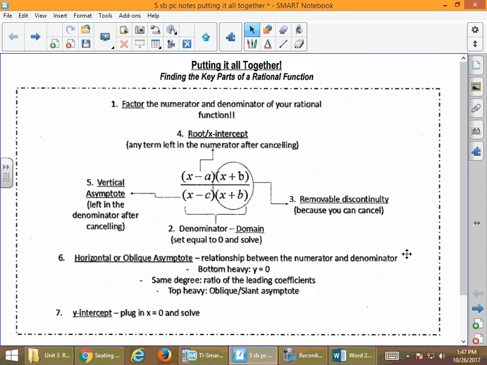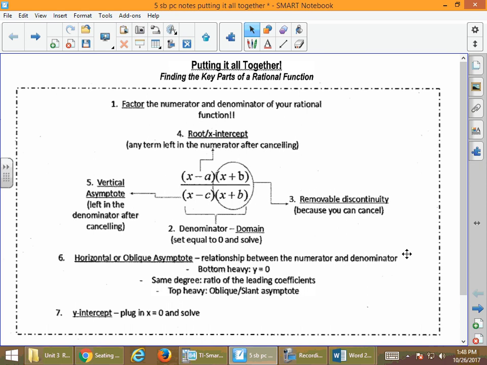So we said set equal to 0 and solve. I do set not equal to 0 and solve. And remember that domain and vertical asymptotes go hand in hand. So what I like to do next is look at the vertical asymptotes. But remember, the vertical asymptotes come from everything that's left in the denominator after canceling.